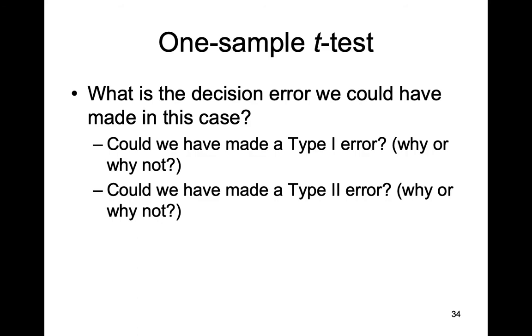All right, just to review decision errors, is there a decision error that we could have made in this case? Could we have made a type 1 error? Why or why not? Think about that for a minute. Would it be possible to make a type 1 error? What about a type 2 error? Could we have made a type 2 error? Why or why not?